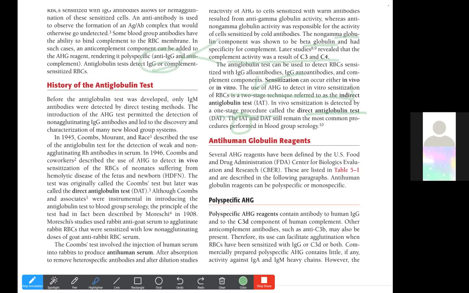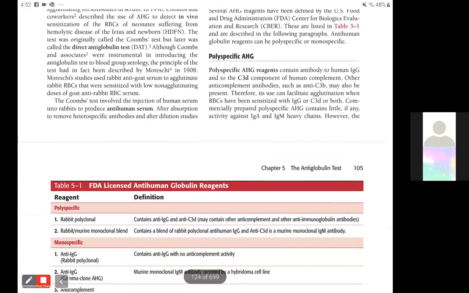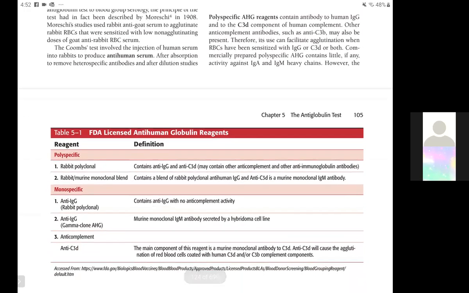Several AHG reagents, anti-human globulin, have been defined by the FDA. They can be either polyspecific or monospecific. The polyspecific AHG contains antibodies against human IgG and the C3d component of human complement. Other anti-complement antibodies such as anti-C3b may also be present, and therefore its use can facilitate agglutination when RBCs have been sensitized with IgG or C3d or both.